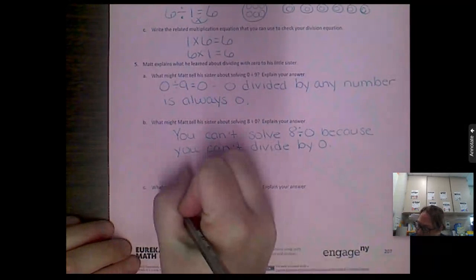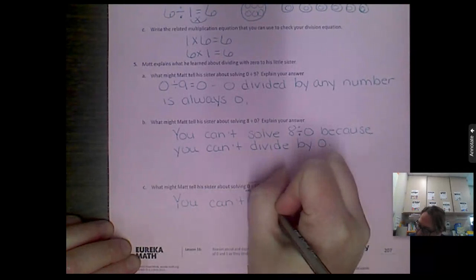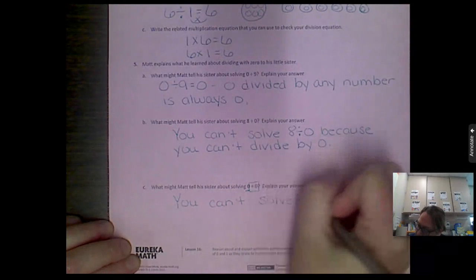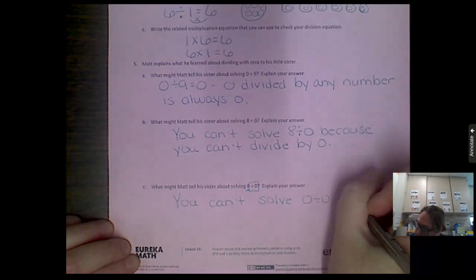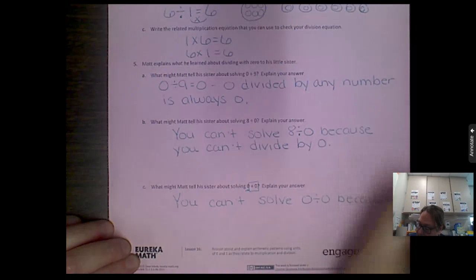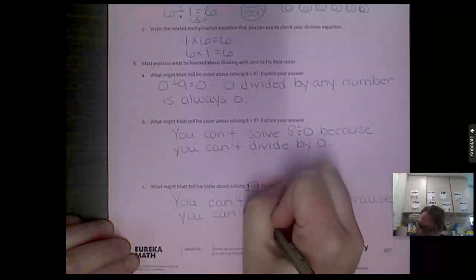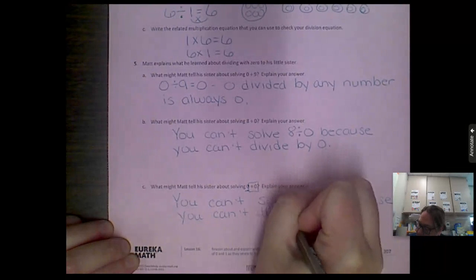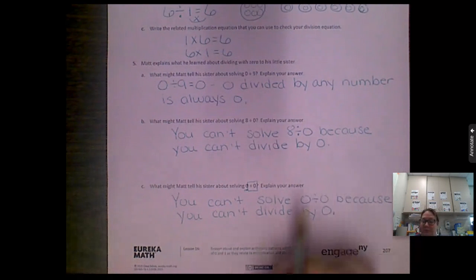Okay, so you can't solve 0 divided by 0 because, same thing, you can't divide by 0. So same thing. We just changed 8 divided by 0 to 0 divided by 0. But the reasoning is the same for both of them because you can't divide by 0. Okay.